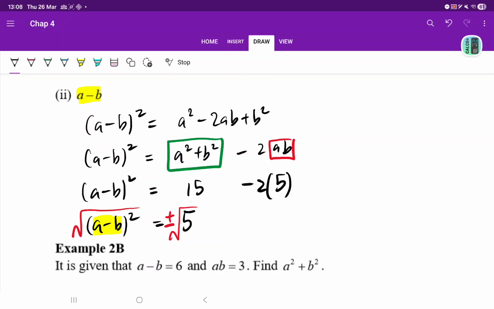A lot of people thought that, well, the answer is 5, right? So I want the inside, so square root 5. Then they write the answer as square root 5. But they don't get the answer mark. Because you need 2 answers. It's actually plus minus square root 5.